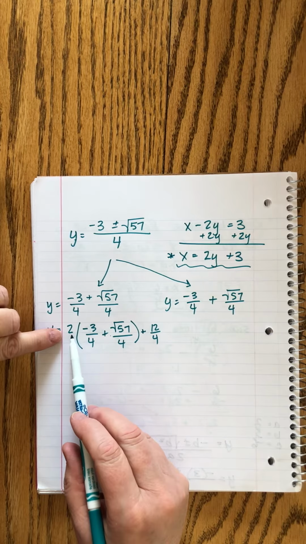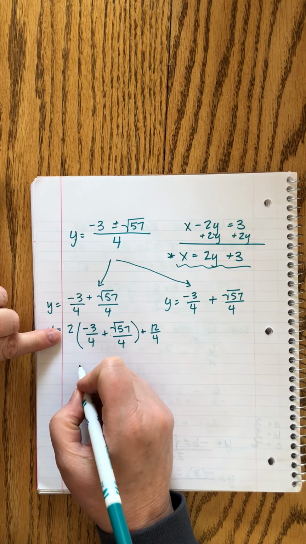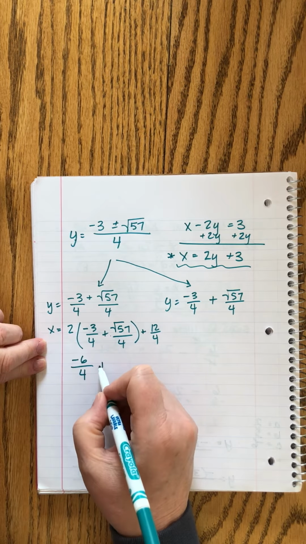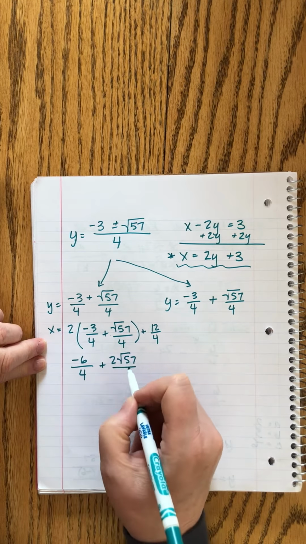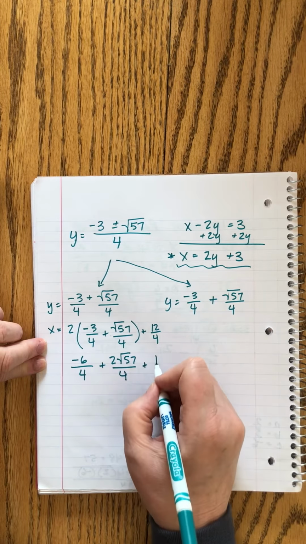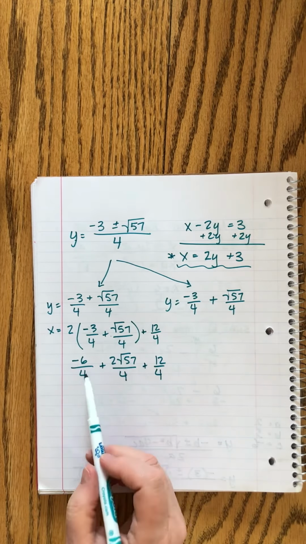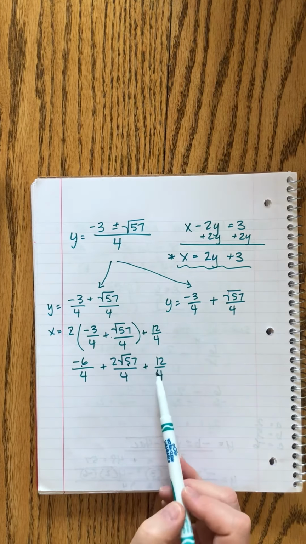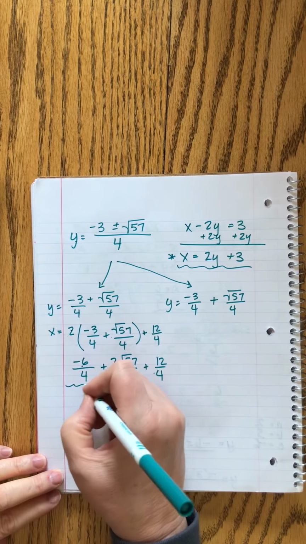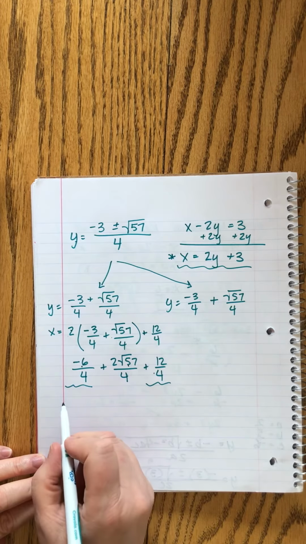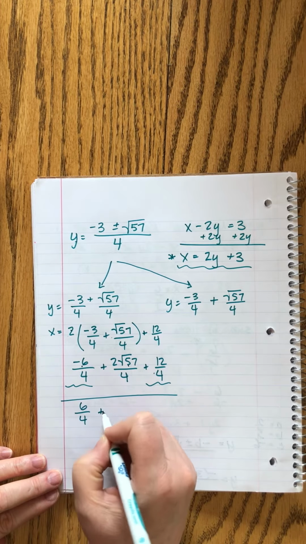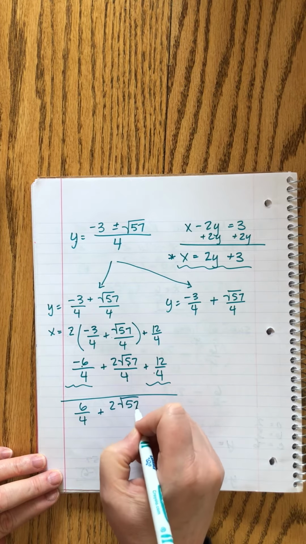So this then becomes, I'm going to multiply it out. There's 2 ways I could do this, but I'm going to do it the longer way. Okay, so I distributed the 2. 2 times minus 3 is minus 6. 2 times square root of 57. And then this comes straight down. Now I can combine this and this. So I'm going to have positive 6 over 4 plus 2 times the square root of 57 over 4.